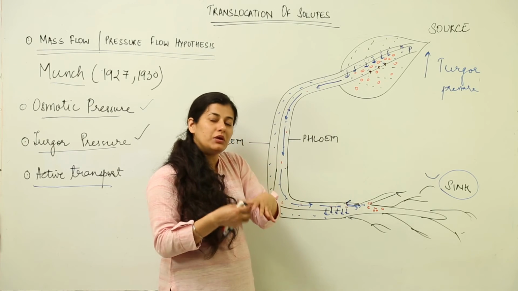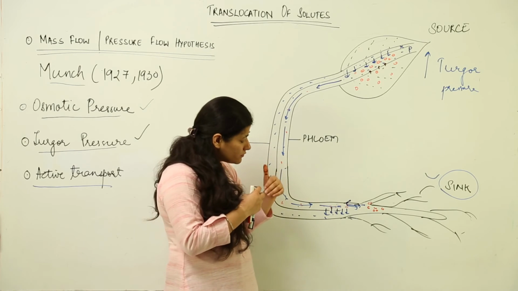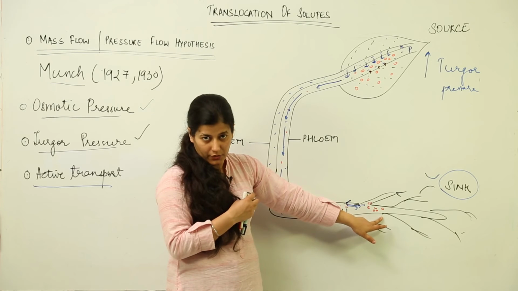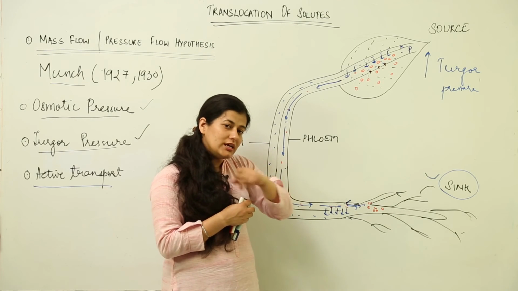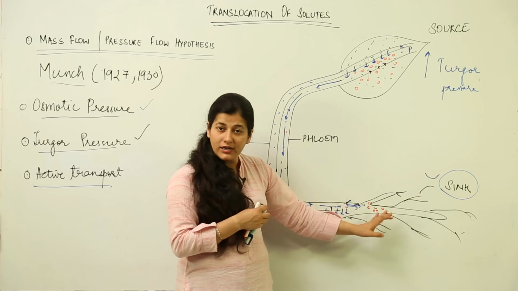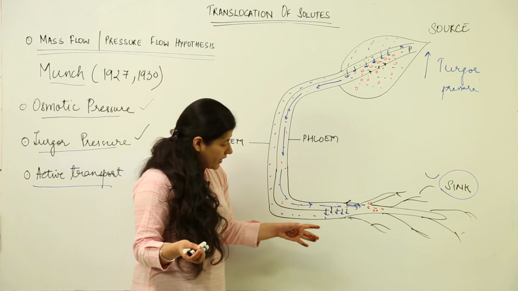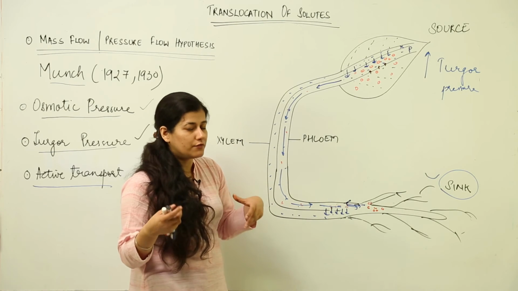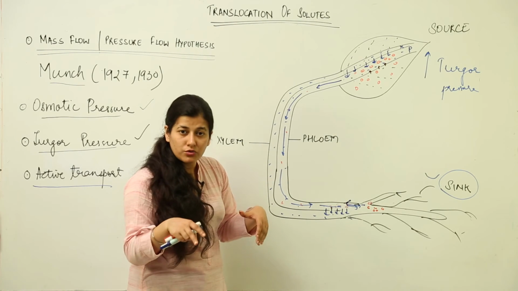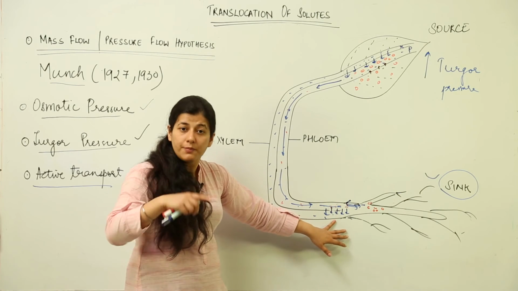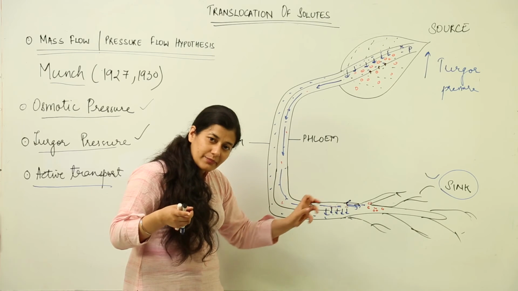At the site of sink, when these particles reach, they are again actively transported into the cells of the sink. The cells take up, using the ATP, the solute particles that have arrived. When the solute particles are got rid of by the phloem sap, the phloem sap again becomes hypotonic, and the adjacent xylem, which is in comparison hypertonic to the phloem, takes up the water.